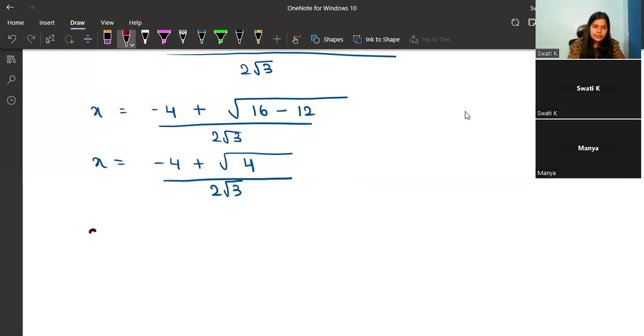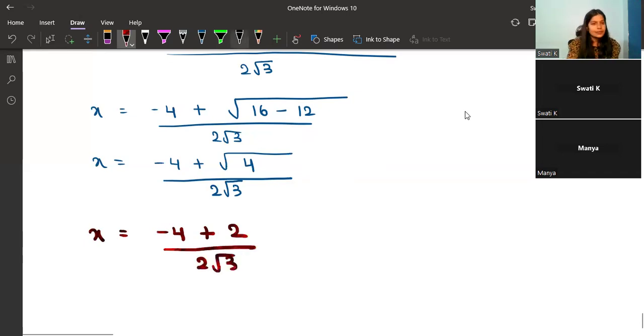Yes. Next. x will be equal to minus 4 plus, what is root 4? 2. Very good. Upon 2 root 3. Now, do you want to separate it? That means everywhere minus, plus, and then you can do in the above equations also, but I'm not doing it right now. But you remember to do it for all the equations. Now, how will you separate it? Can you tell me that step?